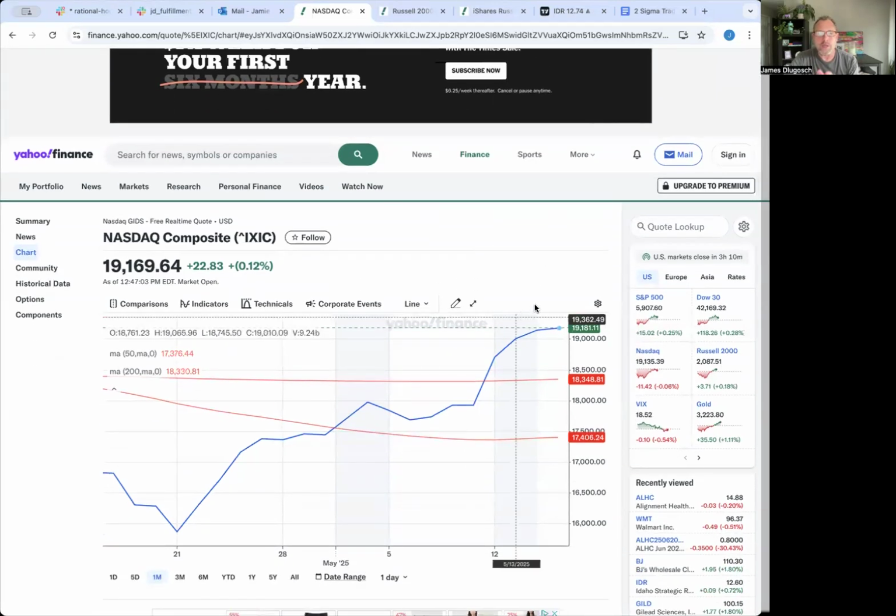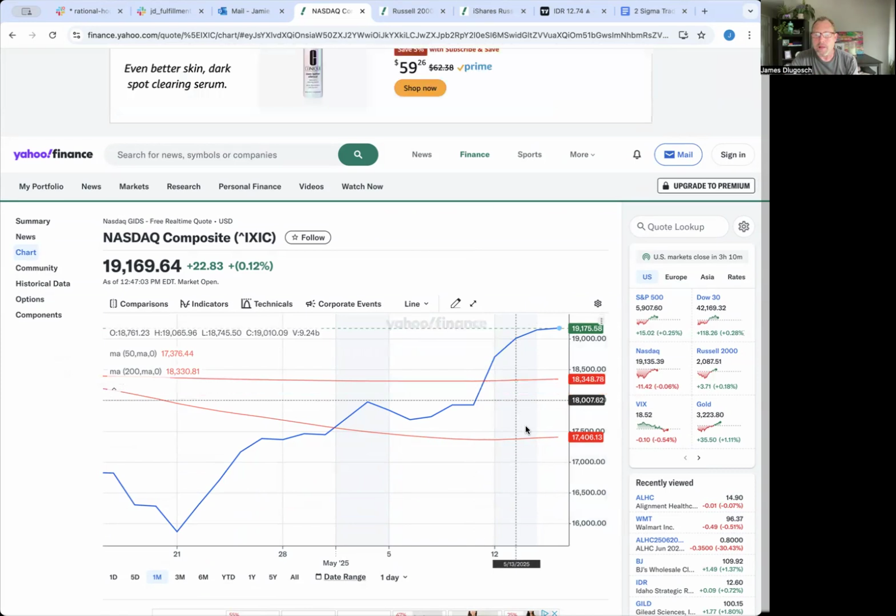So in today's arbitrage opportunity that I identified this morning, you can see here that the NASDAQ has been on an incredible run. The bottom red line here is the 50-day moving average. The top red line is the 200-day moving average. And now several days, the NASDAQ is trading above the 200-day moving average.